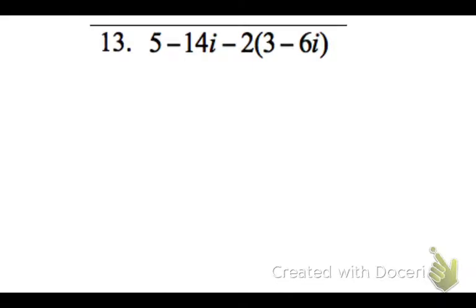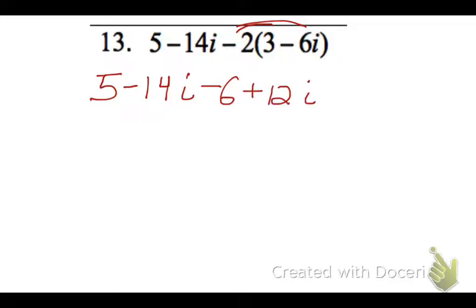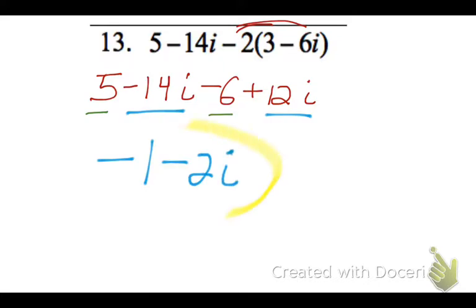All right, so we have some operations with imaginary numbers. We have to distribute, so we'd have 5 minus 14i minus 6 plus 12i. Careful of that negative. Combining like terms, these two are like terms, and then these two are like terms. So we would have 5 minus 6 is -1, and -14 and positive 12 is negative 2i. And that looks like our answer. Pretty fast on that one.